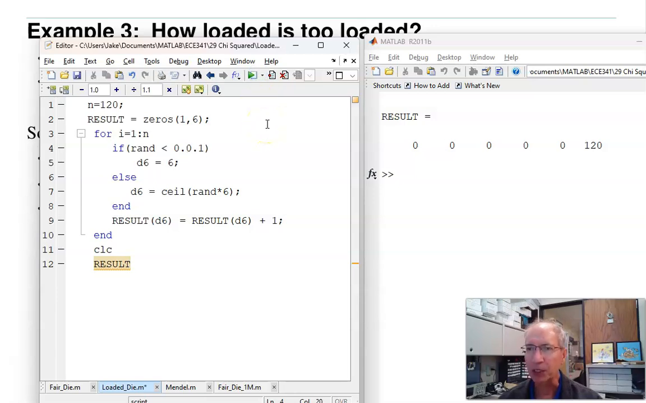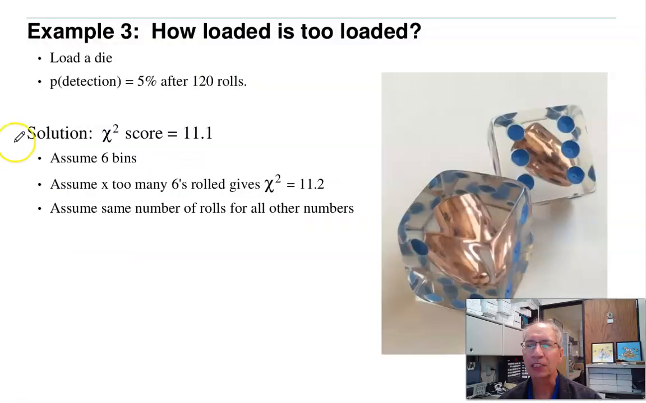If I make it 1% loading, it's really hard to tell I'm getting too many sixes. How about 10% loading? Again, that's kind of hard to tell. How loaded is too loaded? How loaded can I make the dice and get away with it? That's a chi-square test.